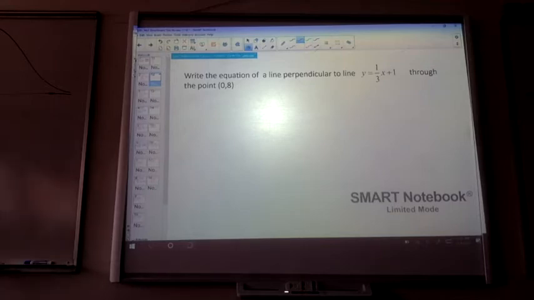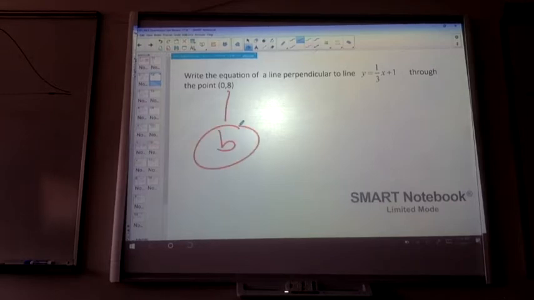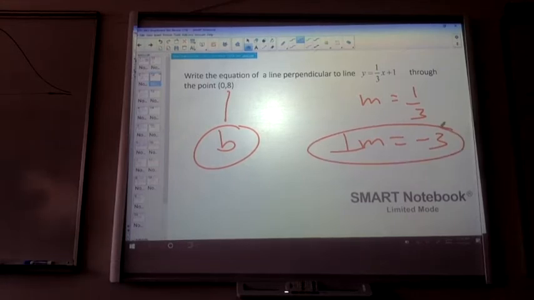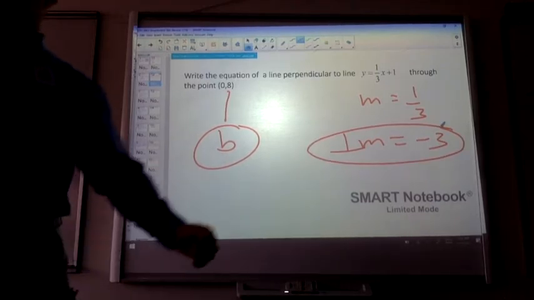Write an equation of the line that is perpendicular to the given line through the point (0, 8). Quick question: (0, 8) is what? A point. It's the y-intercept. So my b value is this. What is the slope of the given line? 1/3. What is my perpendicular slope? Negative 3. Awesome.